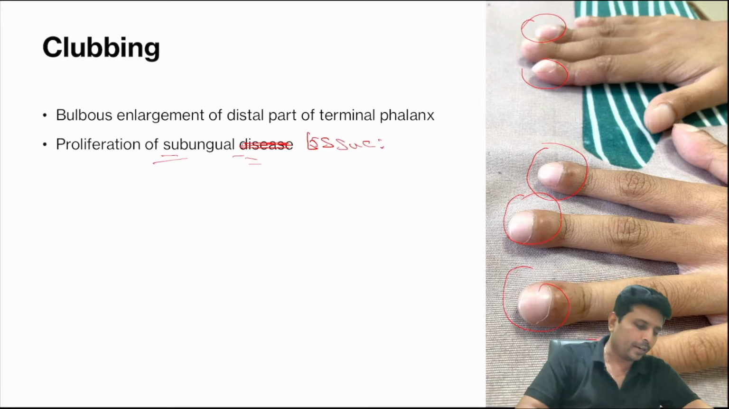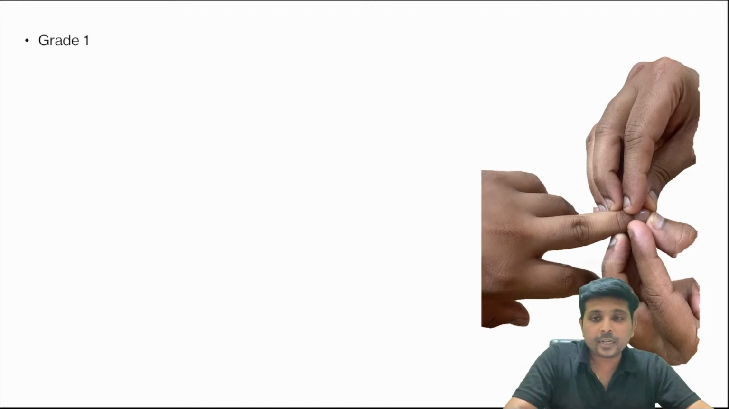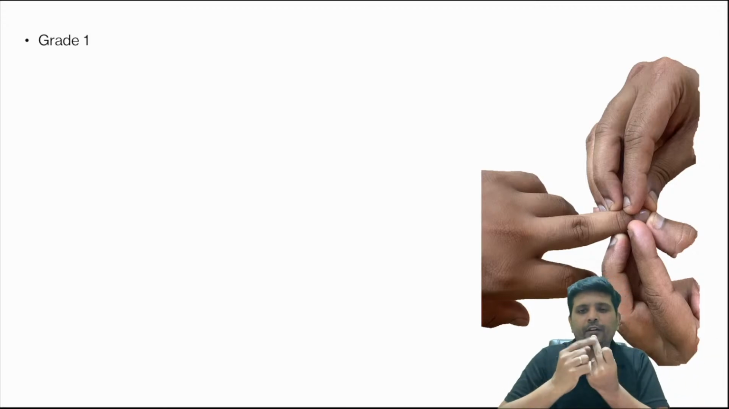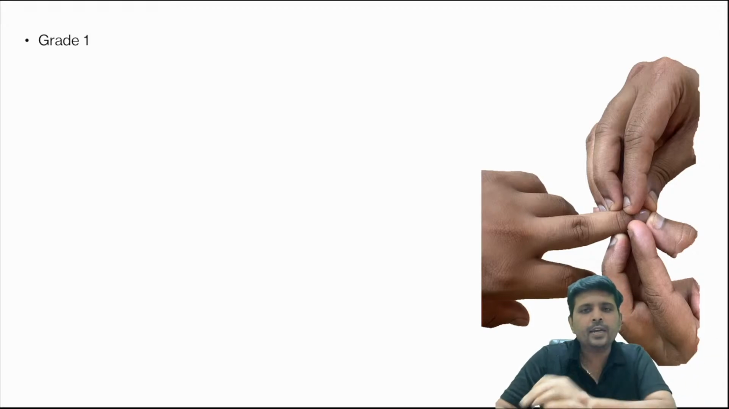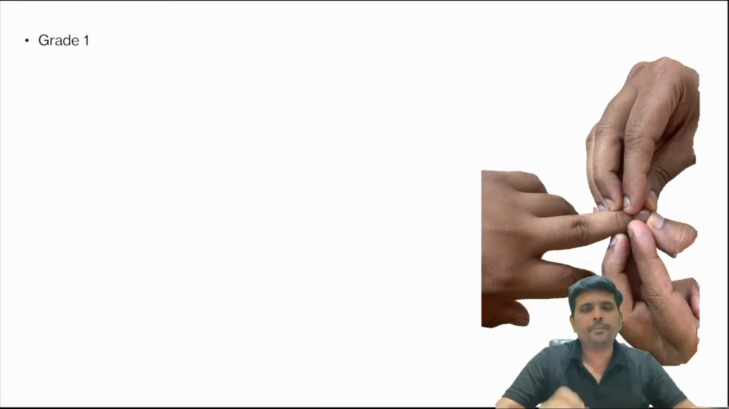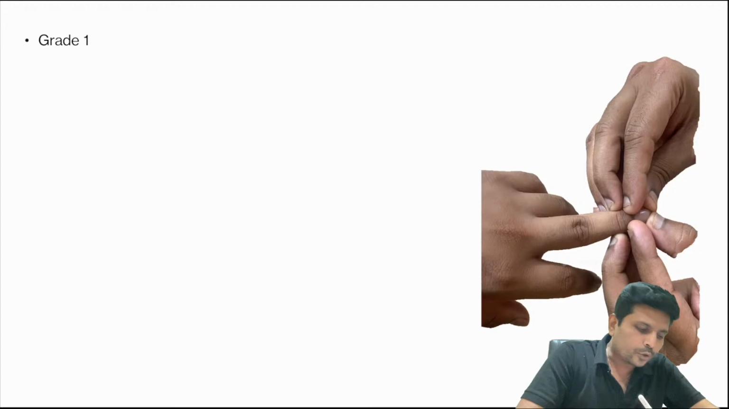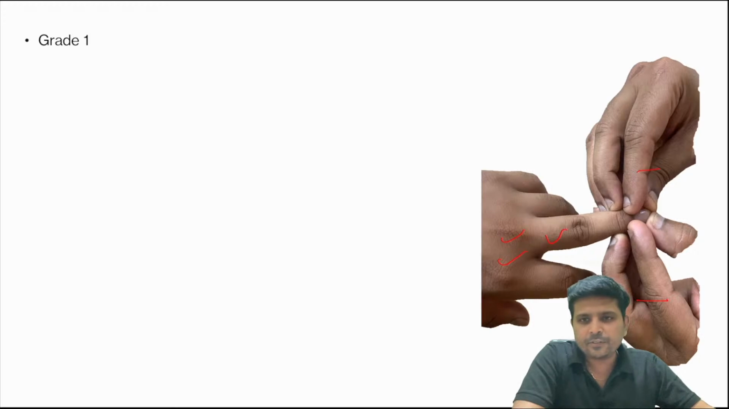Let's see. Grade 1 clubbing occurs as a result of softening of the nail bed. So this is your nail bed. How do you see it? Look at this. This is your child's finger, and this is the examiner's finger.